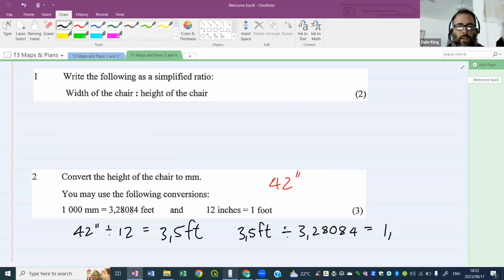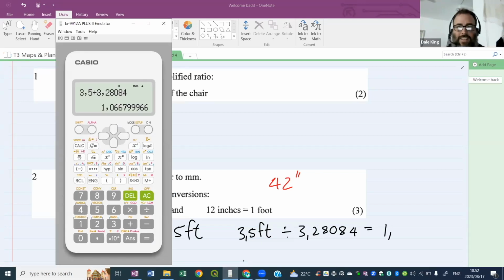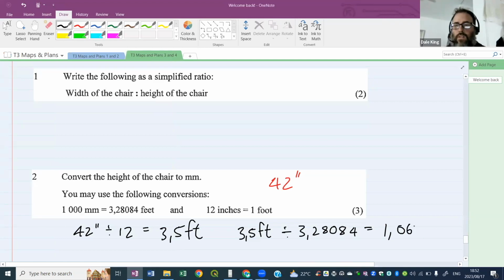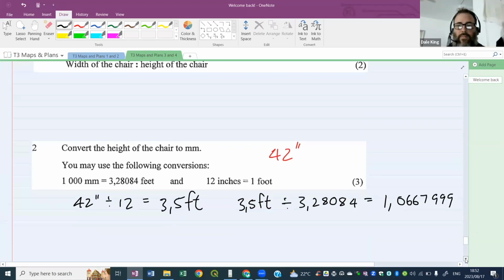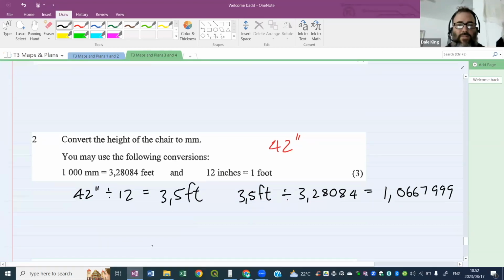A lot of decimals: 0.667999. I'm just showing that many decimals. Good. Now what do I do? Now I think you have to multiply by 1,000 to get millimeters. We multiply by 1,000 now.